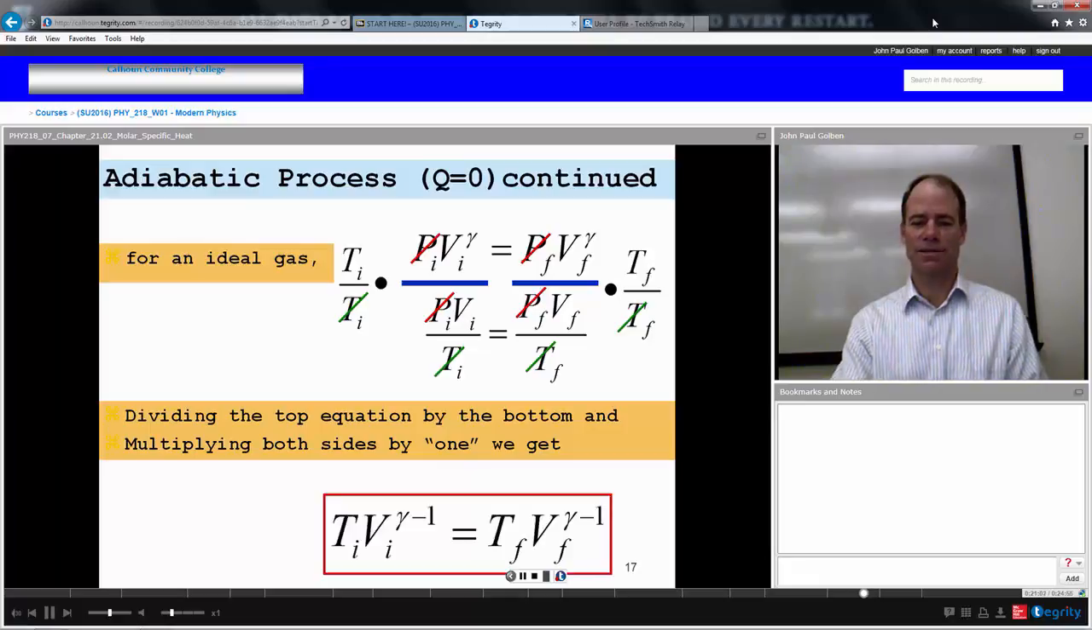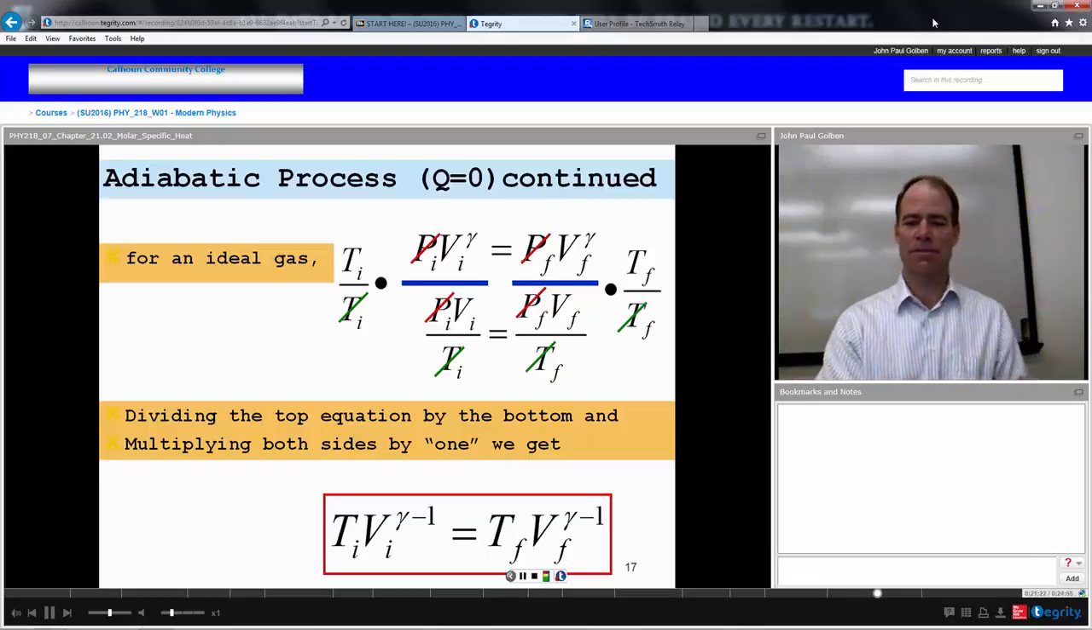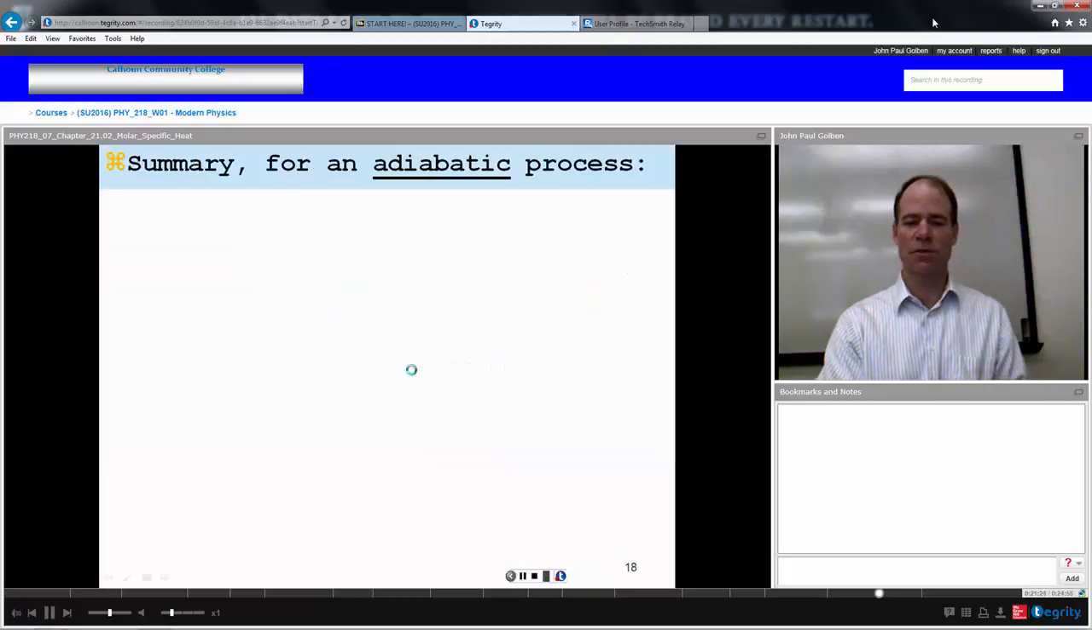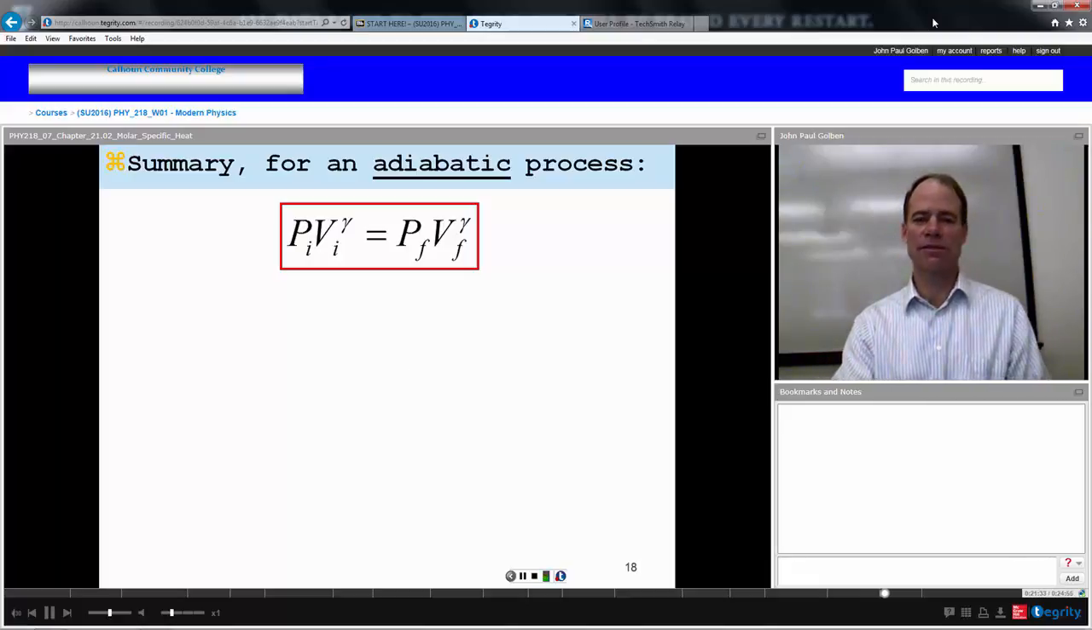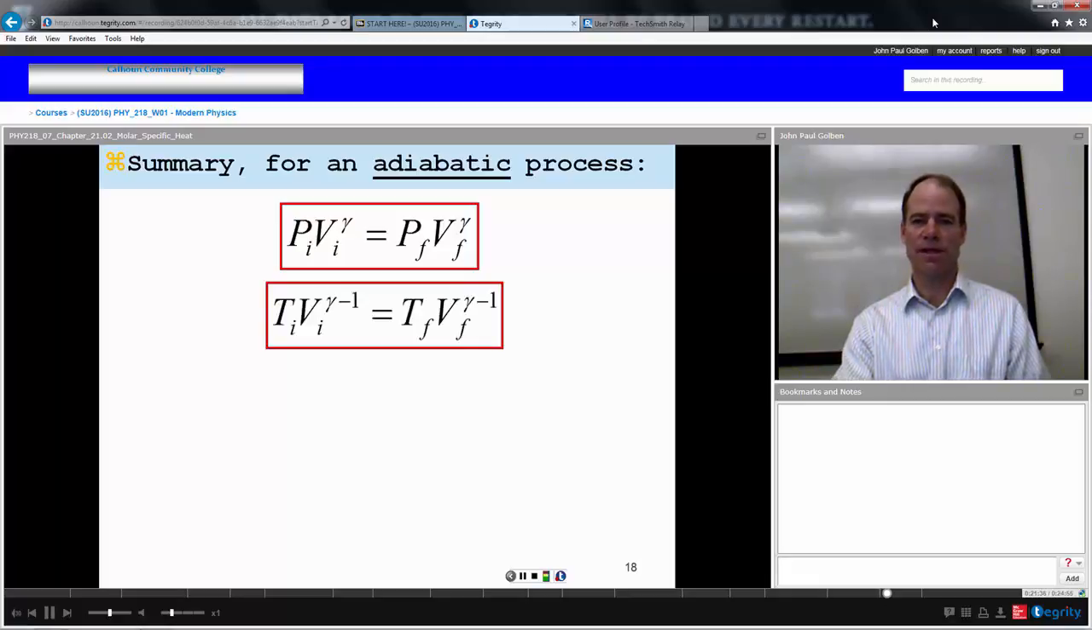We get a similar expression: T initial V initial to the gamma minus 1 is equal to T final V final to the gamma minus 1. Only for adiabatic processes, but this relates our temperature and our volume initially to our temperature and volume finally. So it could be a very useful formula as well. So, summary for adiabatic processes: P_i V_i^γ = P_f V_f^γ. We just proved T_i V_i^(γ-1) = T_f V_f^(γ-1).